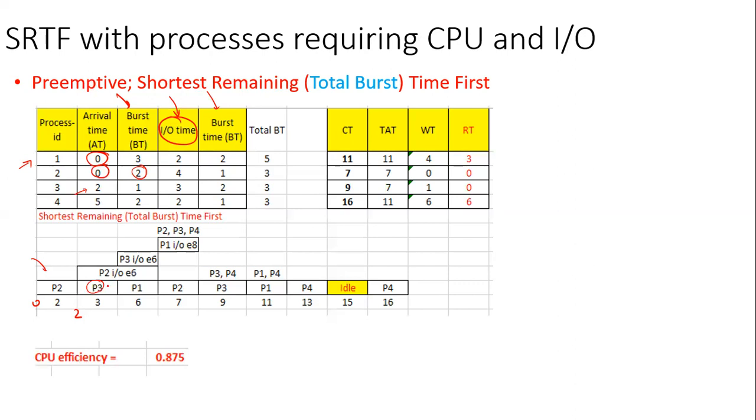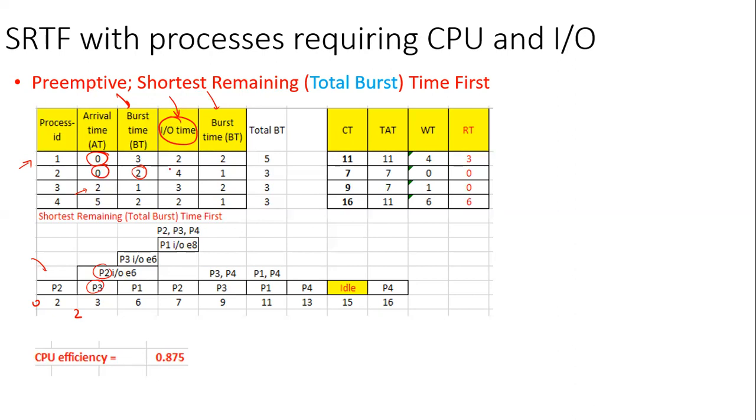Okay. When P3 is taken, P2 should be kept in the queue. Do you agree with me? Yeah. So it is kept in the queue, waiting for IO. Do you agree with me? Yes. It is waiting for IO, right? Is it not?